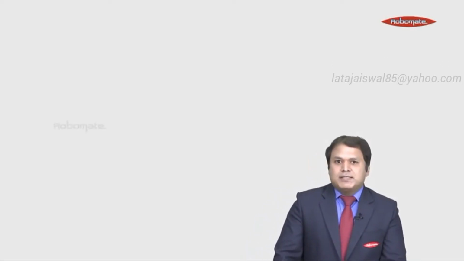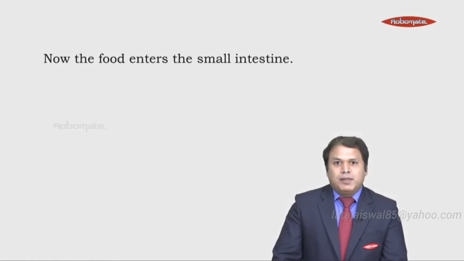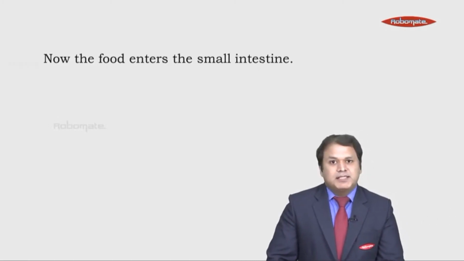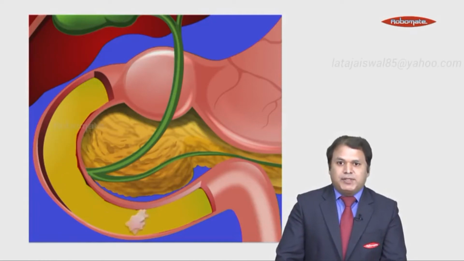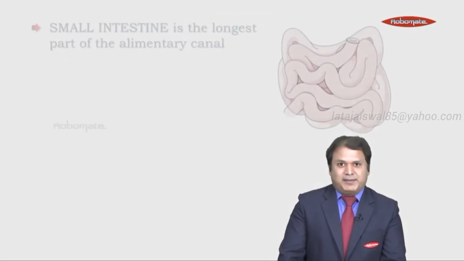After the food is partially digested in the stomach, now the food enters the next part of the digestive system, that is the small intestine. So you can see the food entering into the small intestine. Now let us study something about the small intestine.